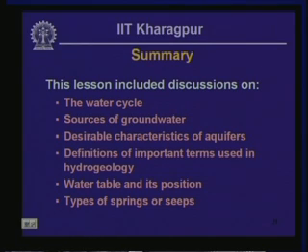Now we want to summarize then this lesson. We considered some introductory concepts associated with groundwater hydrogeology. We looked at water cycle, looked at different sources of groundwater. We looked at a list that gives the desirable characteristics of aquifers, definitions of important terms used in hydrogeology, water table and its position, seasonal fluctuation of water table, and finally we looked at a list of the types of springs and seeps.